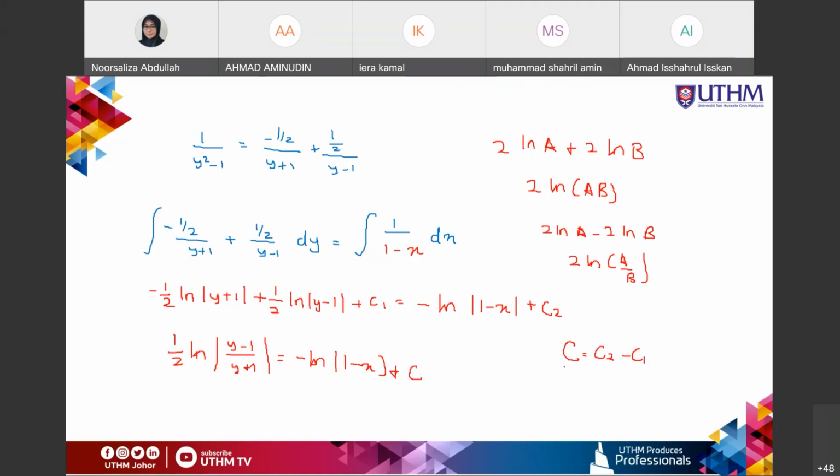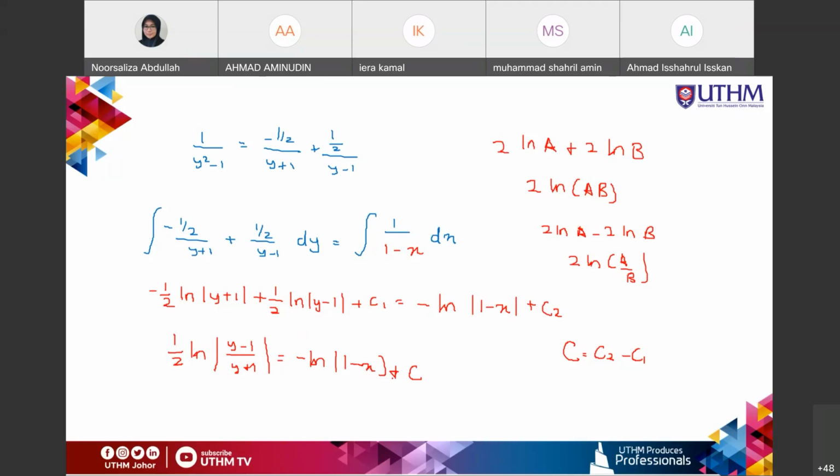Tapi ini you kena tulis jugalah. Okay, so half ln y minus 1 divided by y plus 1 equals to minus ln 1 minus x plus C. Okay, sampai sini ada nak tanya?